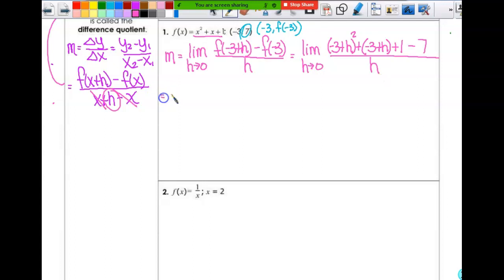So I'm going to rewrite equals the limit as h approaches 0 of. All right, so I've got to actually multiply this stuff out. This does not give me 9 plus h squared. It gives me 9 minus 6h plus h squared. Then minus 3 plus h, and then that positive 1 and negative 7, we'll say that's minus 6, all over h.